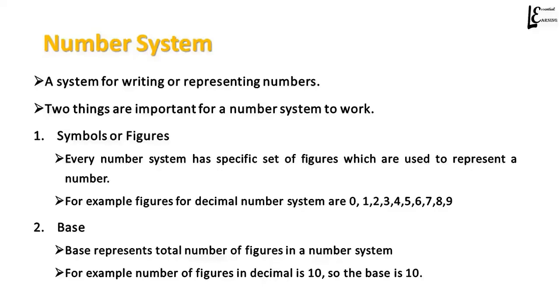A number system is a system for writing or representing numbers. Two things are important for a number system to function: symbols or figures and base. Every number system has a specific set of figures which are used to represent a number. For example, figures for the decimal number system are 0, 1, 2, 3, 4, 5, 6, 7, 8, and 9. Base represents the total number of figures in a number system. For example, the number of figures in decimal is 10, so the base is 10. Figures in binary are 0 and 1, so the base of binary is 2 because there are only two figures in binary.